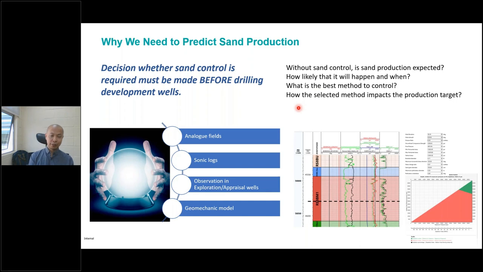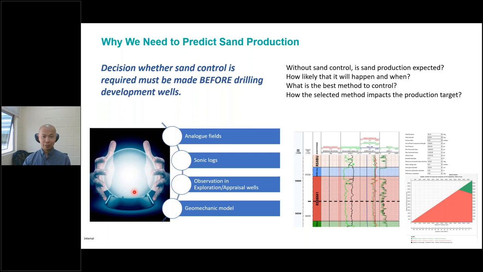If you do require sand control, what would be the best method to control the sand production? And another question we can ask is, if we select one particular method, how would that impact the production target and the cash flow at the end of the day? The point here is we need to predict the sand production before we even drill our development well. So how can we predict? This is our, I would say, crystal ball.